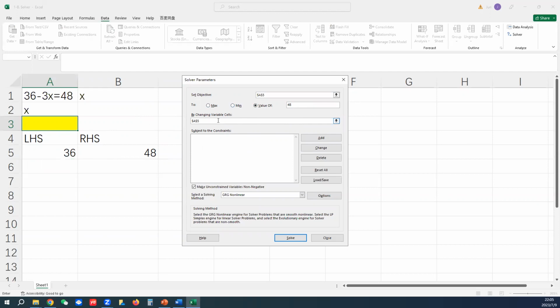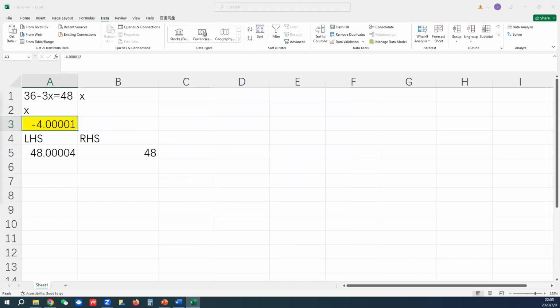Then, for the variable cell, we change the one we are looking for, x. We're changing x to make sure the left-hand side holds its equality to the right-hand side. We don't know whether x is non-negative or not, so we uncheck that option. And here we get the result, which is -4. So that is the first one that we looked into. I'll just change the title of the worksheet to make it clear.